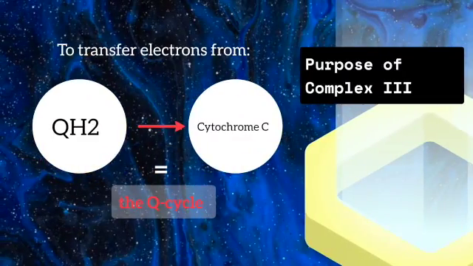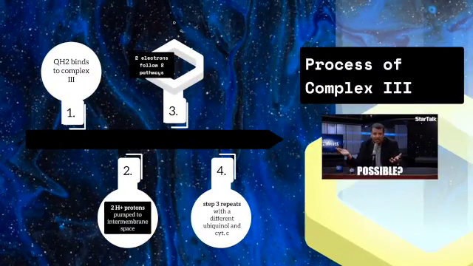The purpose of complex 3 is to transfer electrons from the ubiquinol produced in complex 2 and convert them into cytochrome C. This transfer is called the Q cycle. Here's the process of complex 3.